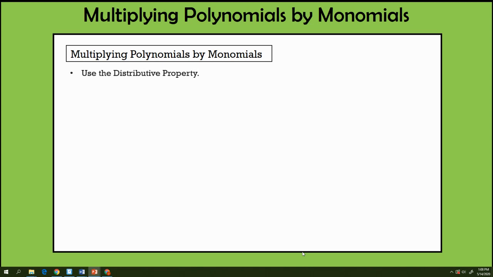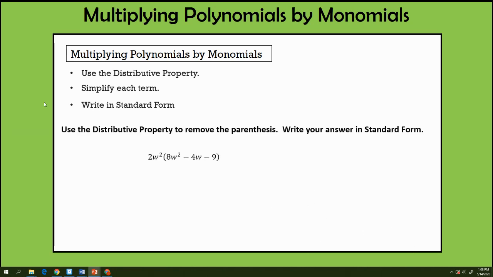Essentially what we're doing here is using the distributive property. We're just going to use the distributive property, simplify each term as we multiply it through, and then we're going to need to make sure that we have it written in standard form. So that's really going to be our process. So the title is multiplying a polynomial by a monomial, but in essence what we're doing is using the distributive property.